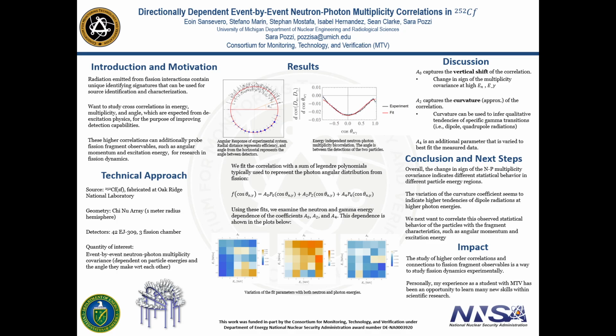The majority of the regions show a positive curvature, corresponding most likely to quadrupole contributions. However, at specific gamma energies, the curvature of the angular distribution switches sign, and this is a surprising result that begs further investigation. So the next steps that we plan to take in the future are to unfold these detected energies to more accurately represent the true statistics of the emitted particles, and further we hope to find more rigorous justifications for the statistical behavior by connecting these correlations to physical predictions based on fission fragment observables.